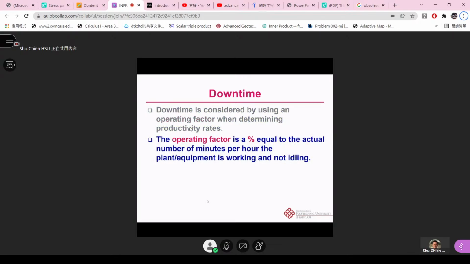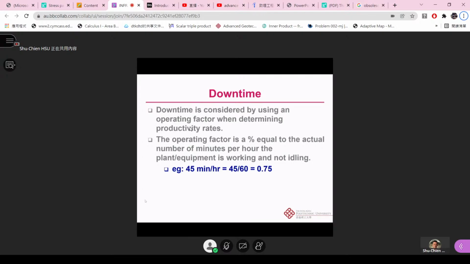All right, so you know that the equipment cannot be used every minute, 24 hours per day, 7 days a week, right? Because even the equipment driver and the workers need to have rest. So of course, there should be some downtime for those equipments. And the operating factor is a percentage equal to the actual number of minutes per hour that the plant and equipment is working and not idling.